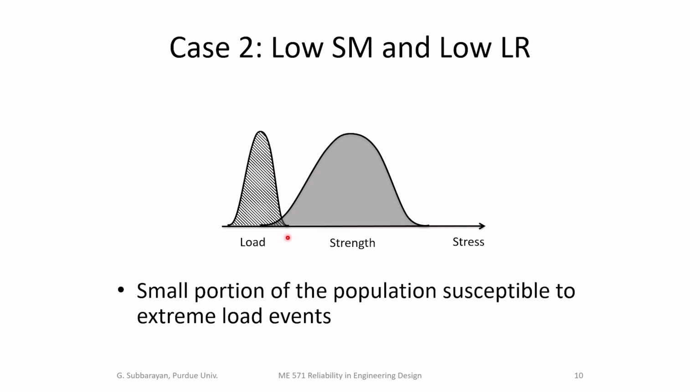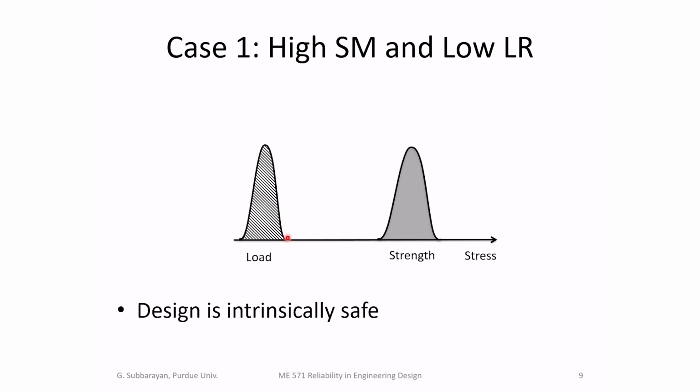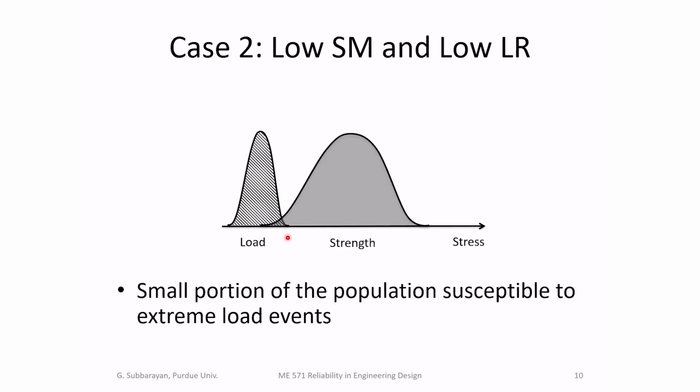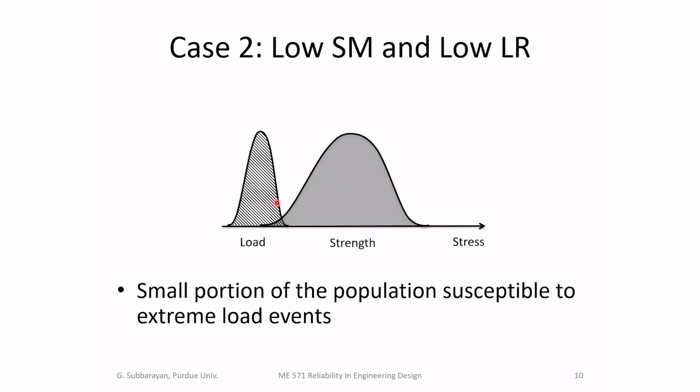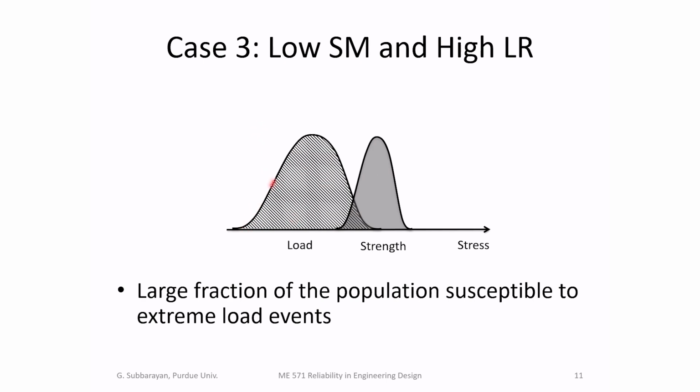Now, the first case was high safety margin, low load roughness, intrinsically safe. Second case, there is low safety margin, low load roughness, and that's because of a large distribution of strength, and there is a small population that is at risk. And the third possibility is you have a low safety margin but high load roughness. And this situation you hope to avoid by specifying acceptable load roughness, but then you cannot prevent users from abusing a product. So this might happen as well.